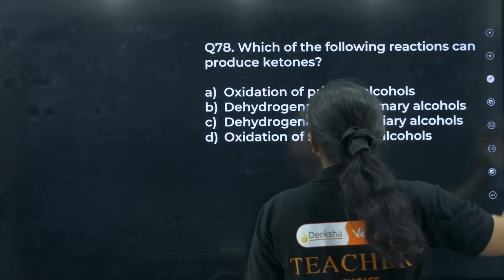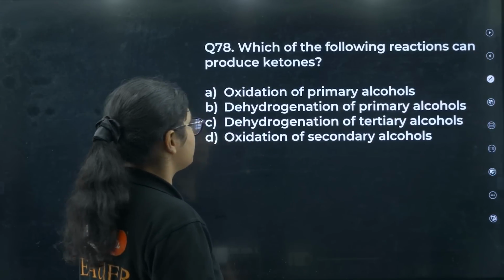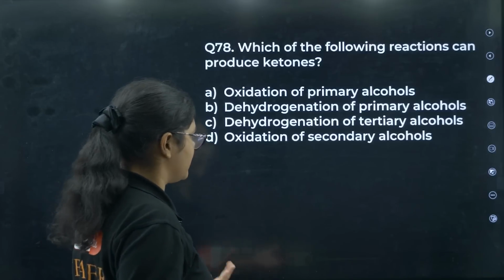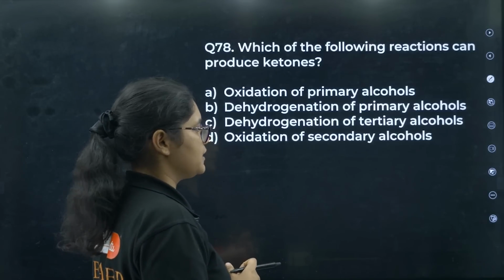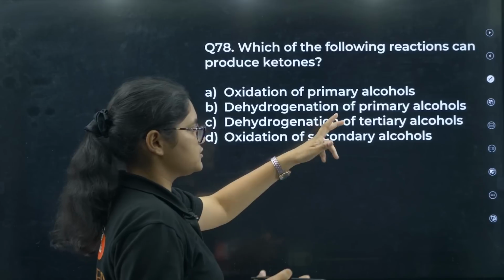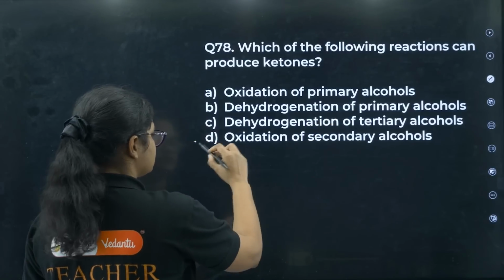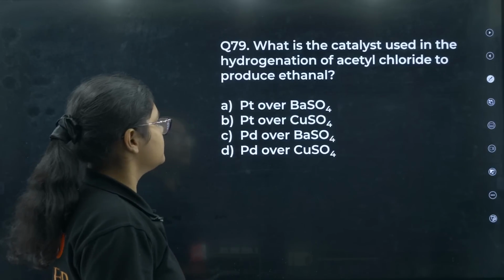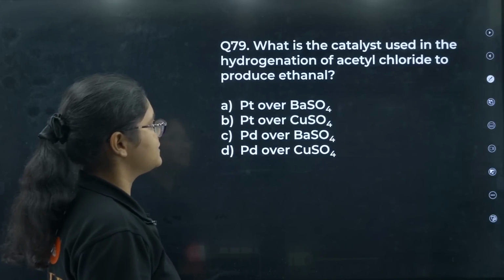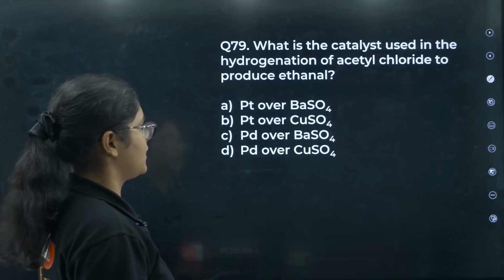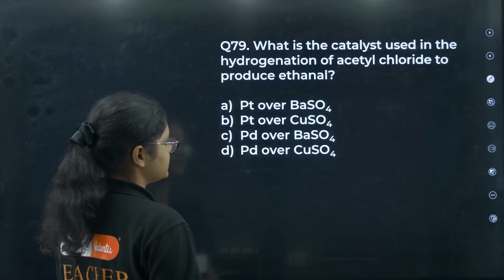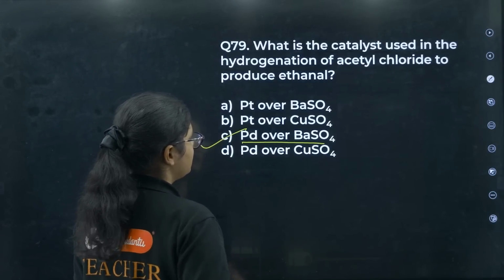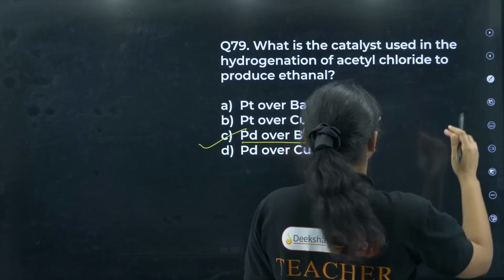Okay. Next, which of the following reactions can produce ketones? Oxidation of primary alcohols? No, that will give you aldehydes. Dehydrogenation of primary alcohols? No. Dehydrogenation of tertiary alcohols? No. Oxidation of secondary alcohols will give you ketones. Next, what is the catalyst used in the hydrogenation of acetyl chloride to produce ethanal? Okay, so this is your Rosenmund reaction, right? H2, palladium over barium sulfate, that is option number C.